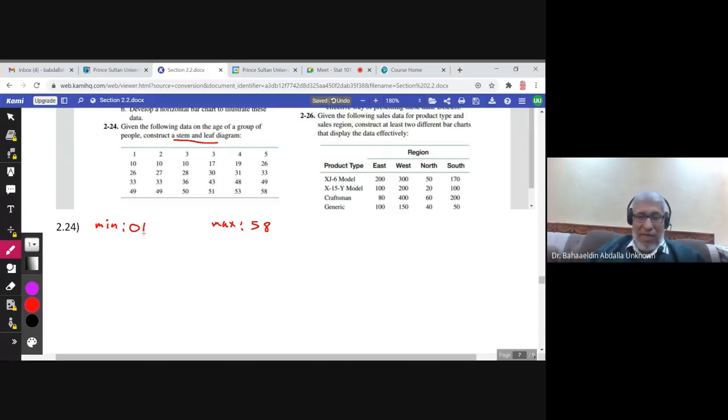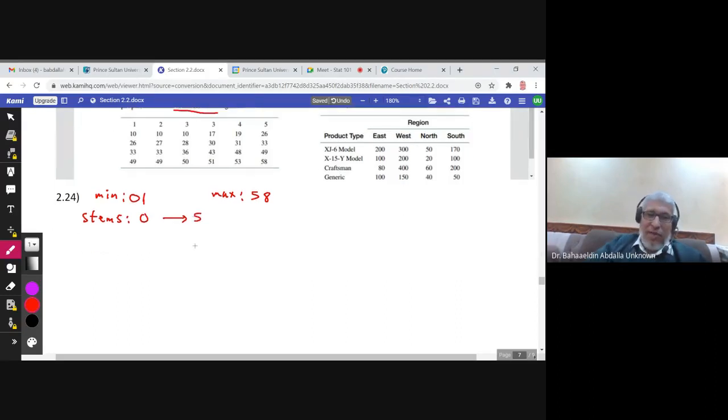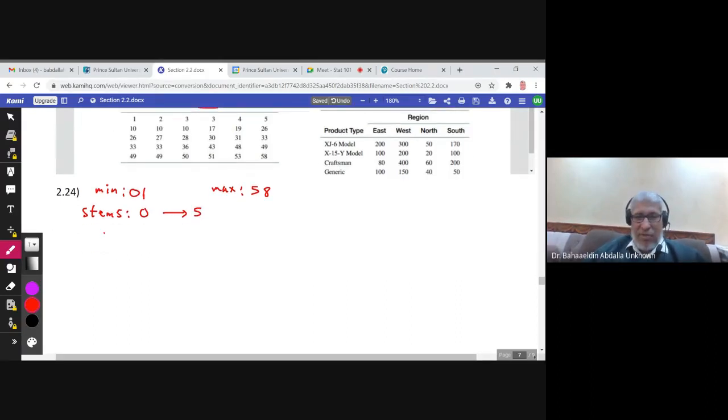So I will take the leaf to be the right digit as usual. So the stems would be from 0 to 5. So I write the stems 0, 1, 2, 3, 4, 5. I put the vertical bar here. The numbers are sorted, so all the numbers in the first row have stem 0. So I can put them immediately here: 1, 2, 3, 4, 5.